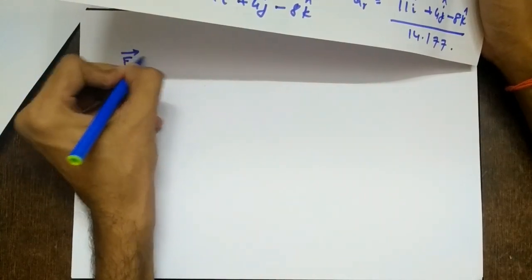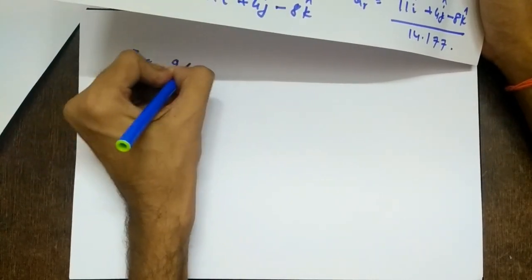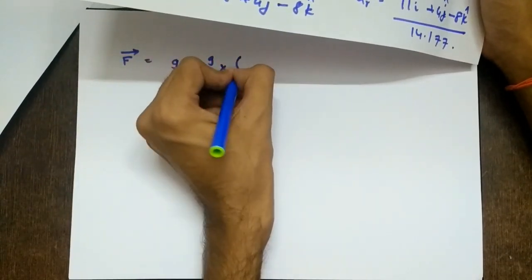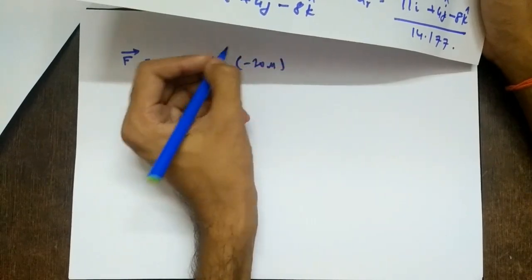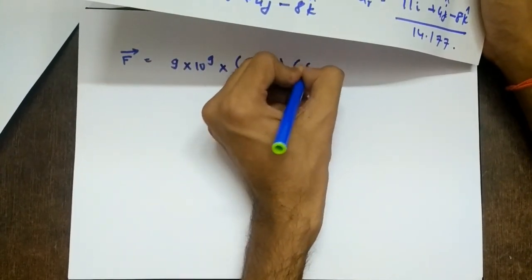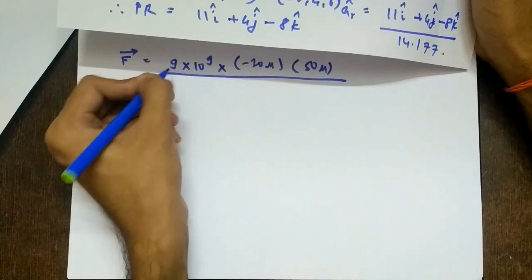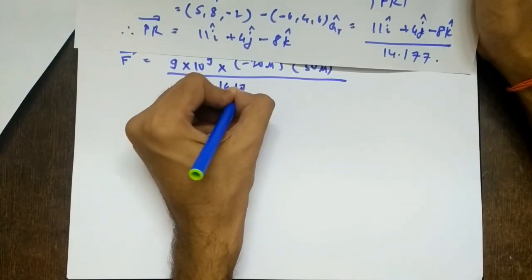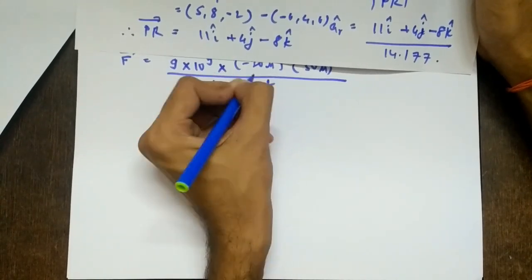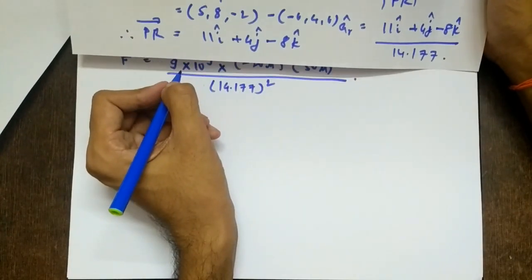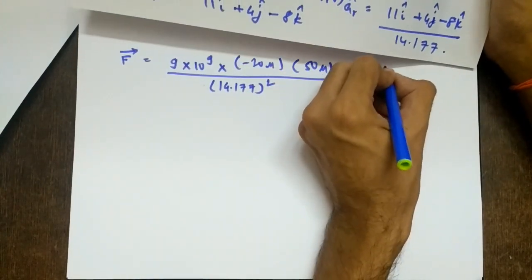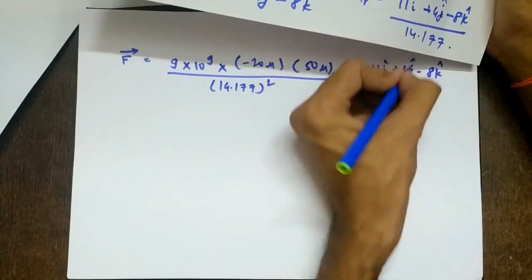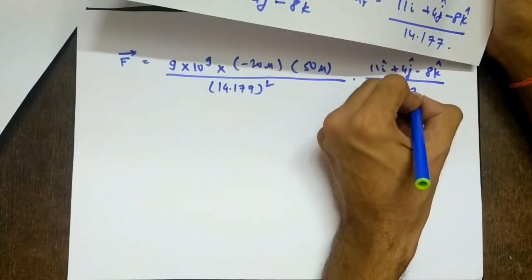So F vector equals K, what is K? 9 into 10 raised to 9, into Q1. Q1 is minus 20, remember it is micro, into Q2 50 micro, upon R square. What is R? 14.177. So 14.177 square into AR cap. What is AR cap? This value: 11 I cap plus 4 J cap minus 8 K cap upon 14.177.